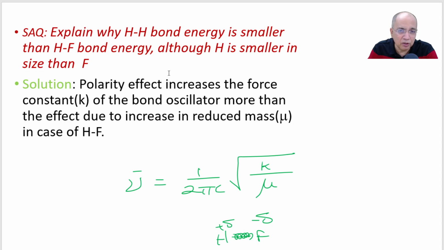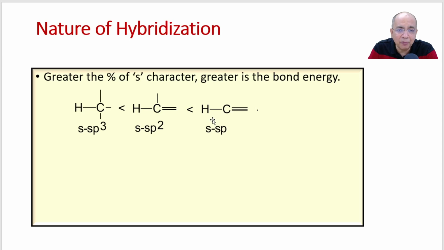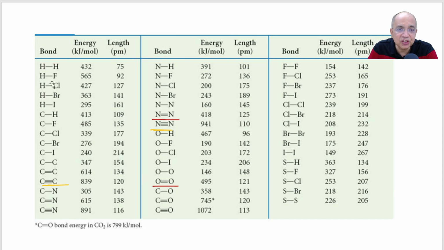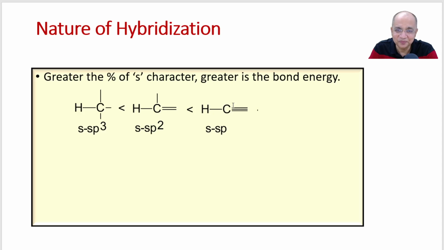So the lower mu factor for the H-H bond is dominated by the greater K factor for the HF bond, which makes the HF bond stronger. If you have a look at the values, HF is 565 while H-H is 432. See the difference, right?